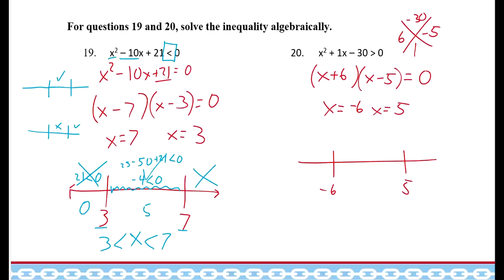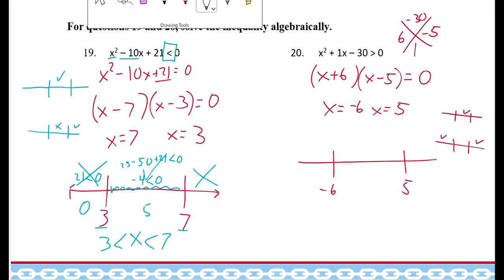So I plot those on my number line, negative 6 and 5. And I'm trying to figure out where the valid part is. Is it in the middle? Or is it the two outside pieces? I'm going to check 0. So 0 falls in the middle, right between the negative 6 and the positive 5.